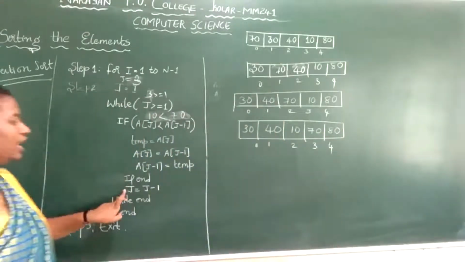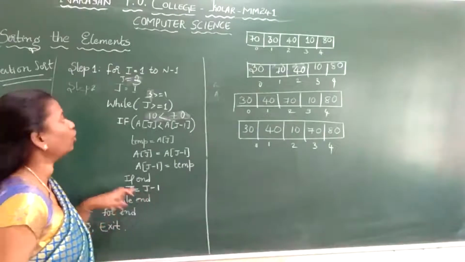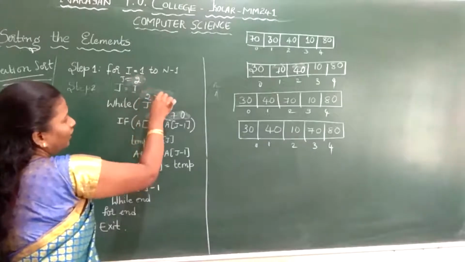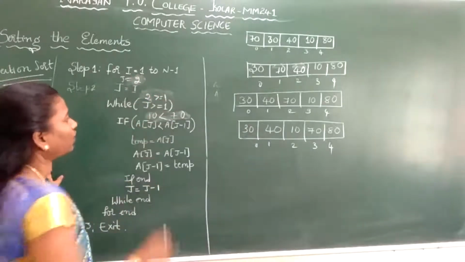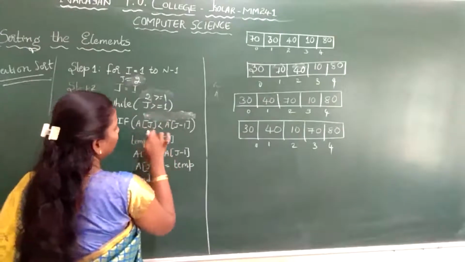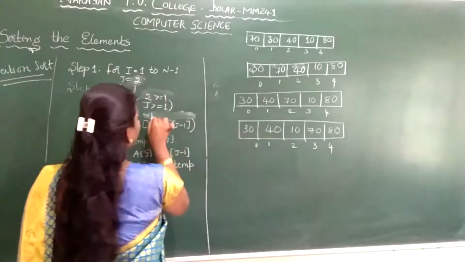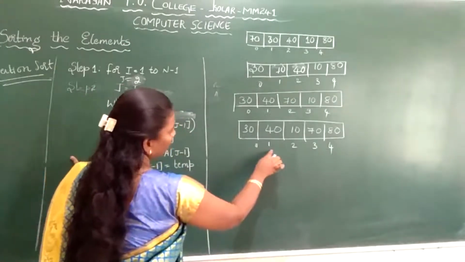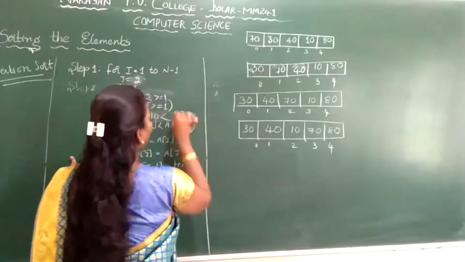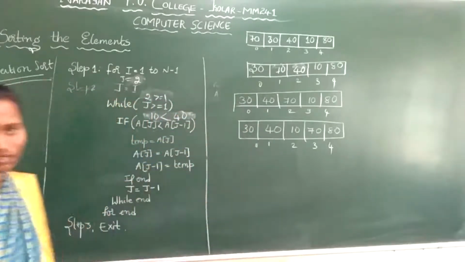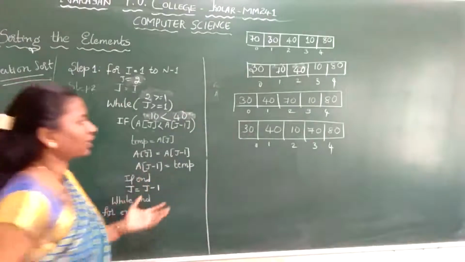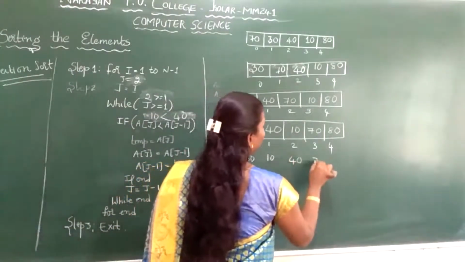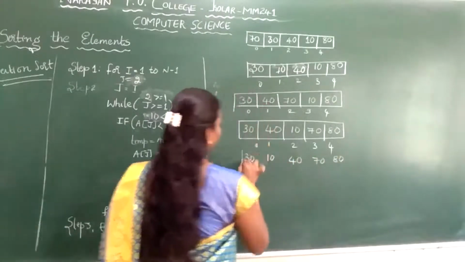Okay. Now j will become 3 minus 1, that is 2. What is the j value now? j value is now 2. 2 is greater than or equal to 1. Yes, condition satisfied. What is your A of j? That is A of 2. A of 2 is 10. Is 10 less than A of 2 minus 1? 2 minus 1 is 1. What is A of 1? A of 1 is 40. 10 is less than 40. Yes, condition satisfied. Again we need to swap. 30, 10, 40, 70, 80.